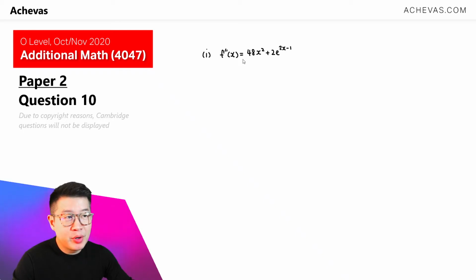We're given f double prime x is equal to 48x squared plus 2e to the power of 2x minus 1. So in order for us to get an expression for f prime x, we're going to let it go through a process of integration. So integrating 48x squared plus 2e to the power of 2x minus 1 will give me f prime x. So let's integrate this.